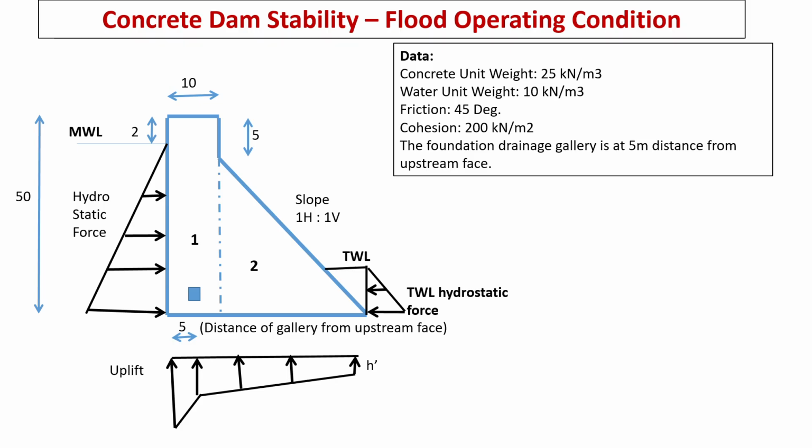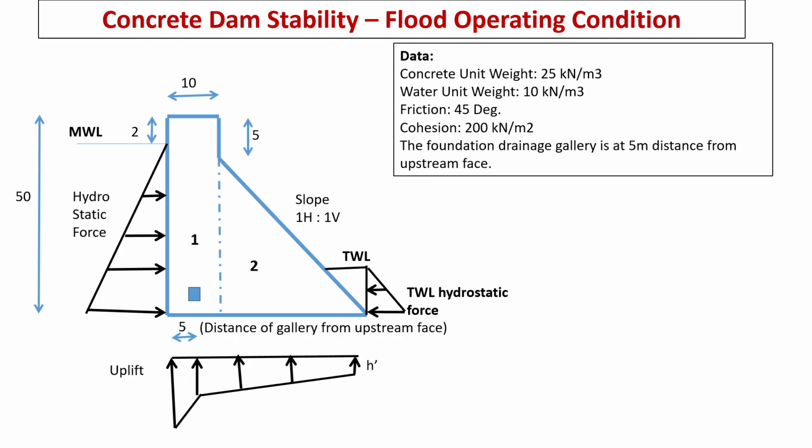Flood operating condition is when the flood is passing through the spillway. This time, as discussed already, if the spillway discharging capacity is less than the incoming flood, there will be a rise in water level in the reservoir. You can refer to the flood routing video of this channel where we have explained how to calculate the increase in water level. In this case we are considering that there is no increase in water level, that is, the spillway discharging capacity is sufficient to pass the incoming flood. So full reservoir level is equal to maximum water level.